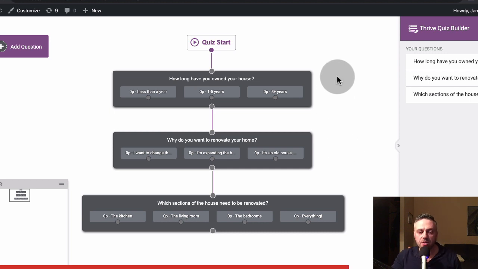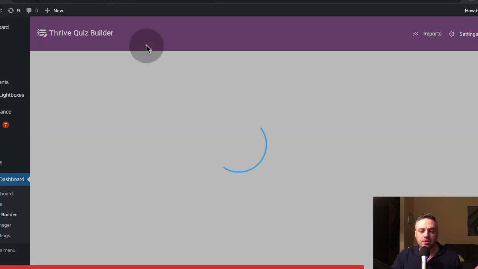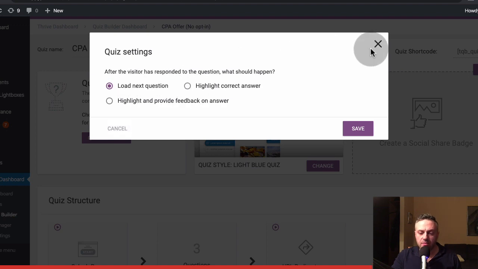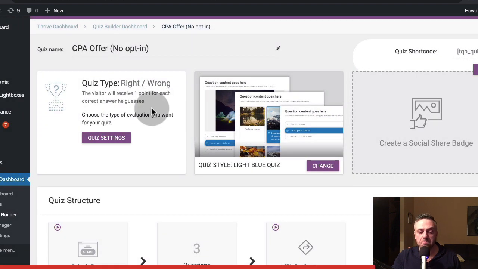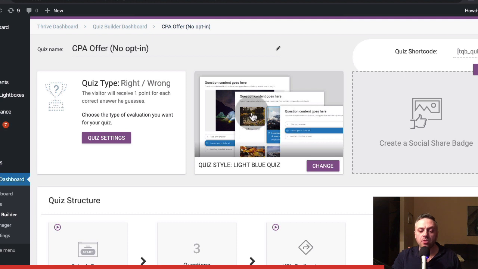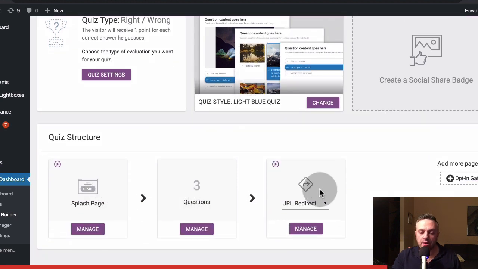And so you can configure this quiz, and then you can go back, and we're in the main screen. I could choose right and wrong. And I believe I have quiz type, load next question. It doesn't really matter, right? You can say highlight the correct answer, highlight and provide feedback. We don't really care about that. We have the simplest style, and then we have the flow. We can also add in the opt-in gate, which is the email form, which is going to appear after the questions are filled out, but before we redirect. And in this case, I'm just keeping it simple and showing how it works.